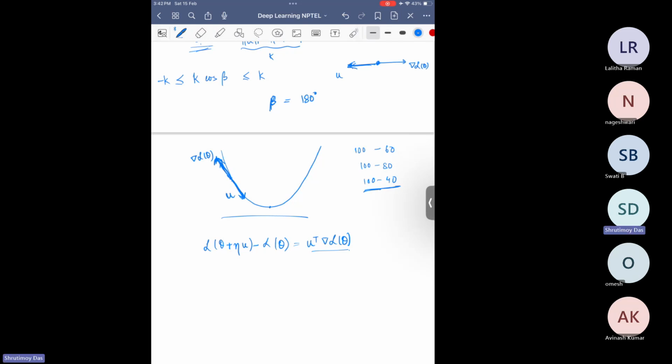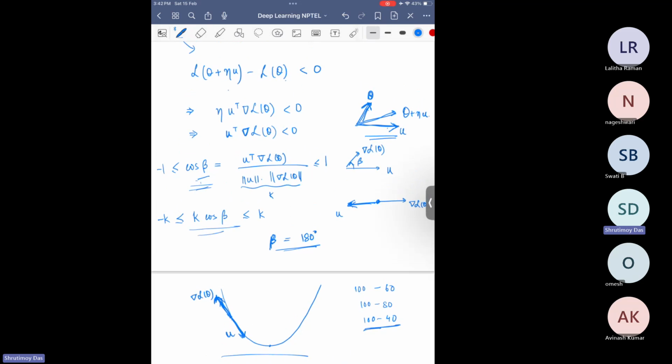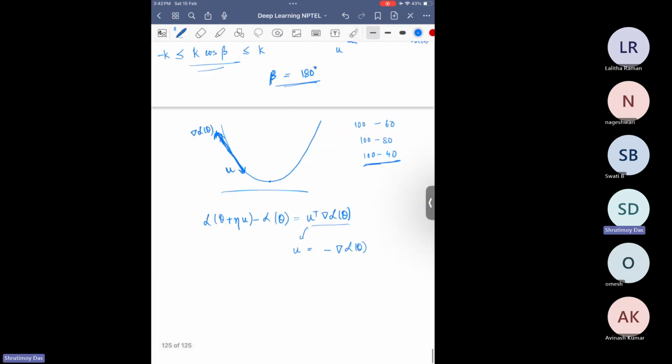So this calculation shows us that you have to move in the direction of the opposite gradient. If you put u to be the negative of grad L(theta), that is what this Taylor series type of analysis tells you. If you put the new direction to be the negative of this, you get the set of parameters that gives you the maximum decrease in loss.